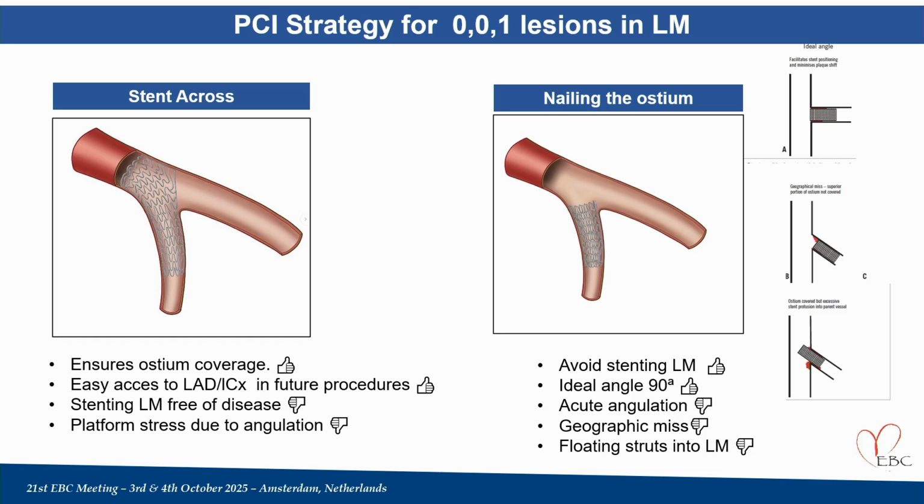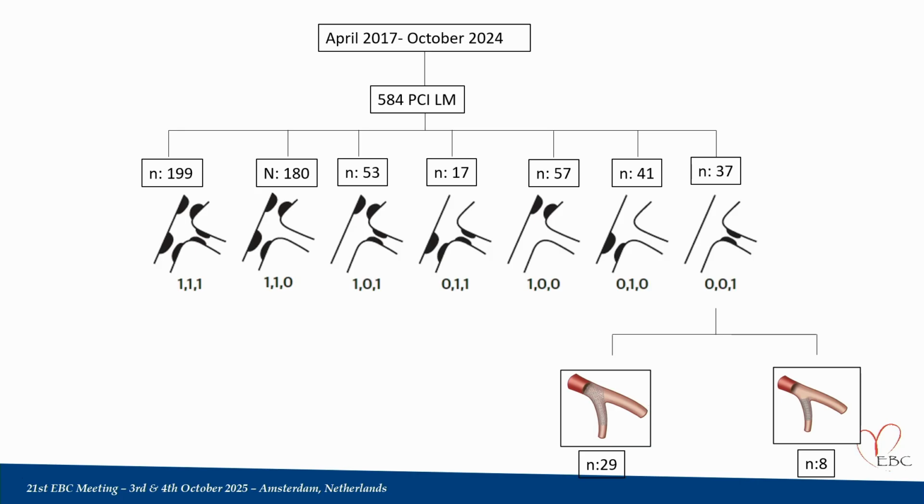And the great angulation of this bifurcation can increase the stress on the platform, and this could have an impact on MACE at follow-up. And regarding the precise stent, it's an alternative in an ideal 90 degrees angulation, but in acute angulation we are going to have geographic miss or excessive struts protruding into the left main, and this may damage the ostial LAD and may be difficult to access in further procedures.